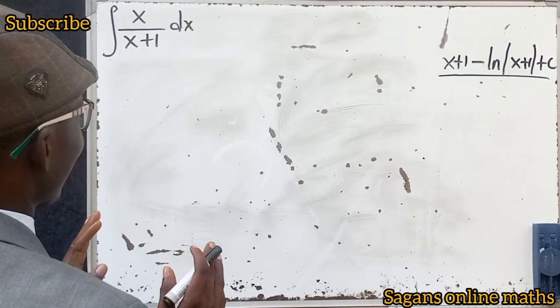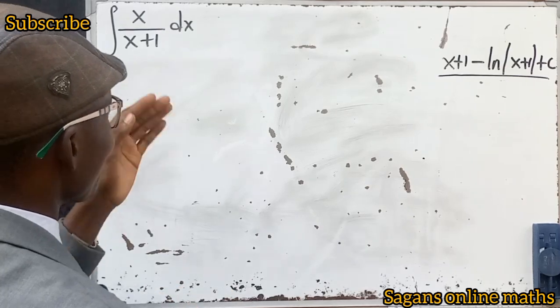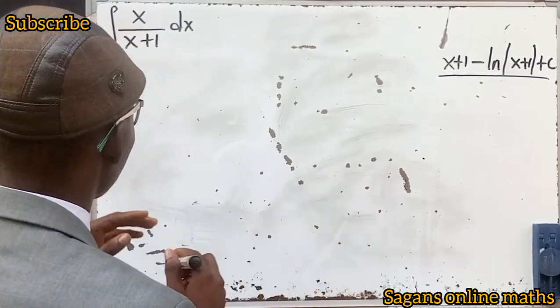The denominator here is x plus 1, right? Do you know that we can do something very interesting to the numerator? We are not wrong in any way if we decide to write this as what?